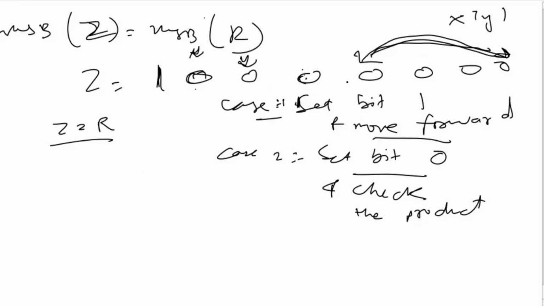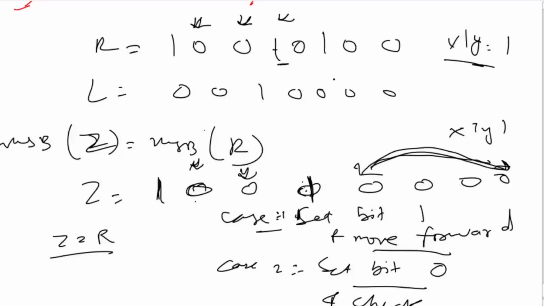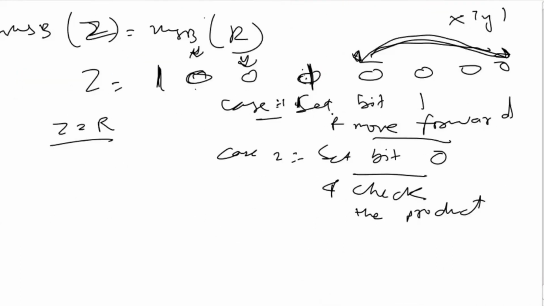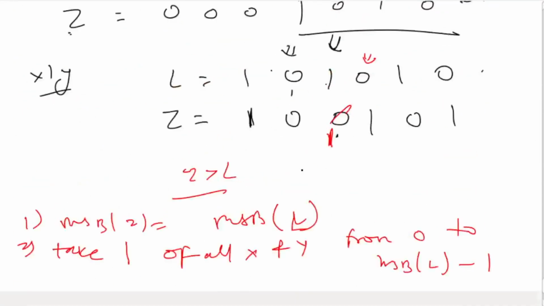So if we set this to 1, then we'll move forward, we encounter a 0, we'll continue, we encounter another 1, and we'll repeat this step, that is, set the bit to 1 and move forward, set the bit to 0 and check the product. So in this way you can solve this first case.